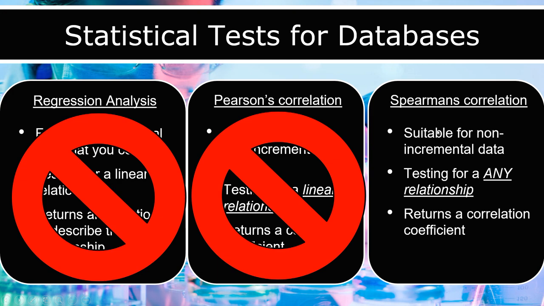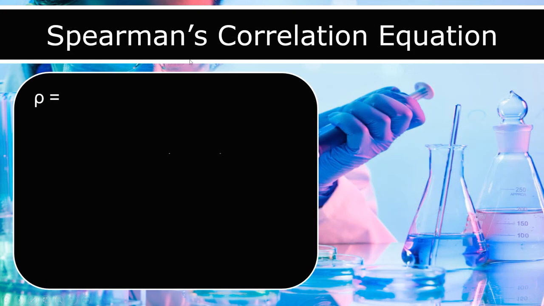So let's look at this Spearman correlation experiment. We'll go over the equation first, and then I'll show you how you do this in Google Docs. Spearman's correlation is called rho, and the equation to calculate rho is 1 minus 6 times the sum of something called di squared, which is the difference in rank squared. This will become more clear once we go into the Google Docs.